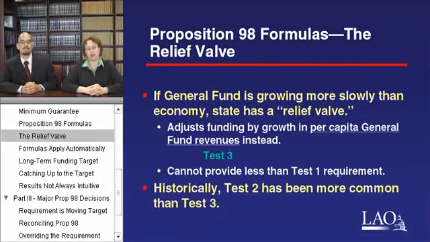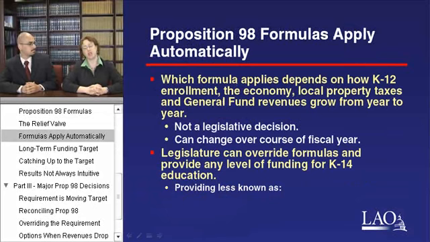In most years, the general fund grows more quickly than personal income, so historically since 1988, in most years the requirement has been that funding grow with the economy, or Test 2. Now, which formula is used to determine the funding requirement, Test 1, 2, or 3, is triggered automatically depending on how the economy and general fund are growing from year to year. It is not up to the legislature to decide which test it wants to apply or what it wants the resulting requirement to be. Also, the requirement does not lock in when the budget is enacted, but can change as underlying factors like general fund revenues change.